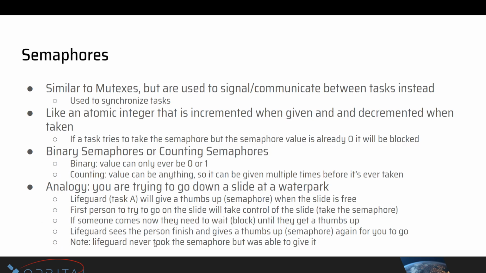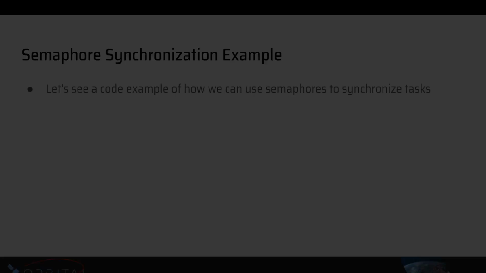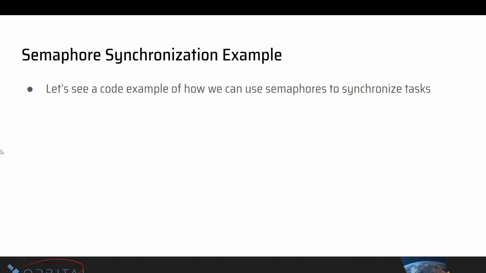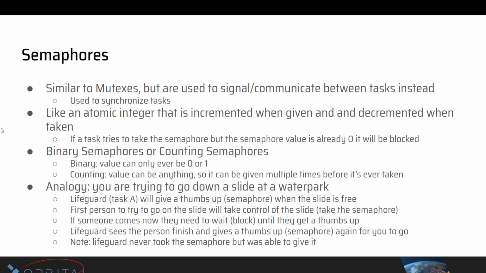One thing to note is that the lifeguard never took the semaphore, but was able to give it. That's the main difference between a semaphore and a mutex. Even if you're using a binary semaphore, mutexes have ownership. I mentioned before how you have to be the one that locked the mutex to be able to give it. But with a semaphore, you don't have to take it. You can just be giving the semaphore, and another task can always be taking it. You don't have to be the one that took it to be the one to give it.